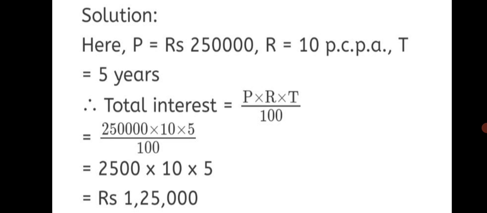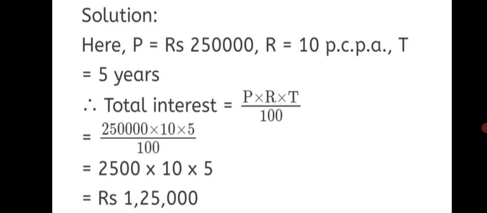Here P is given, R is given and T is given. Therefore, total interest is equal to a formula P into R into T upon 100 is equal to 2,50,000 into 10 into 5. Substitute the values for P, R, T and take it upon 100. Two zeros get reduced, one 0 from here, one 0 from here. So you are left with 2500 into 10 into 5. So both the zeros we took out from 2,50,000. So we are left with 2500 into 10 as it is into 5. When you multiply this, you get your final answer 1,25,000.